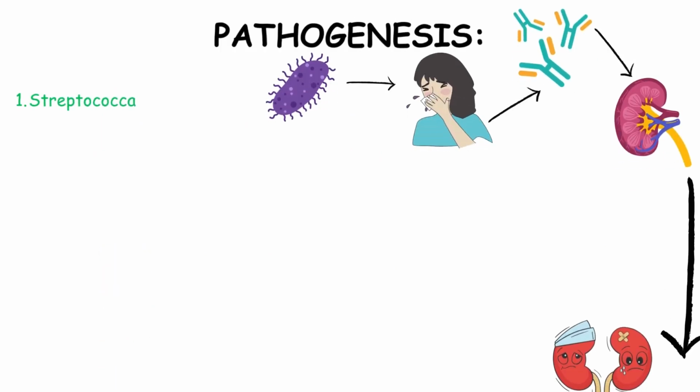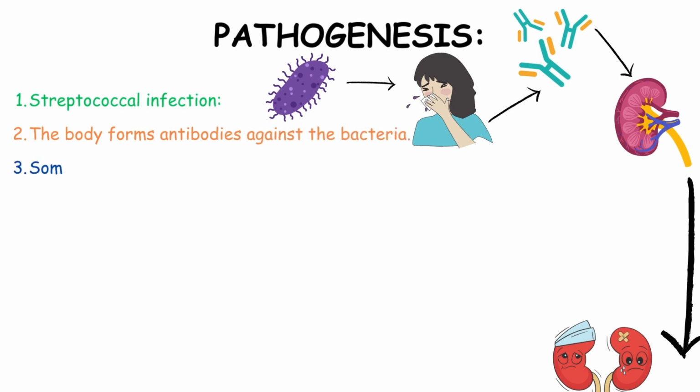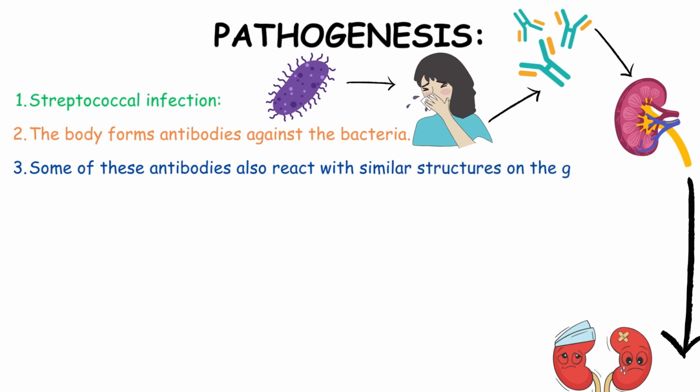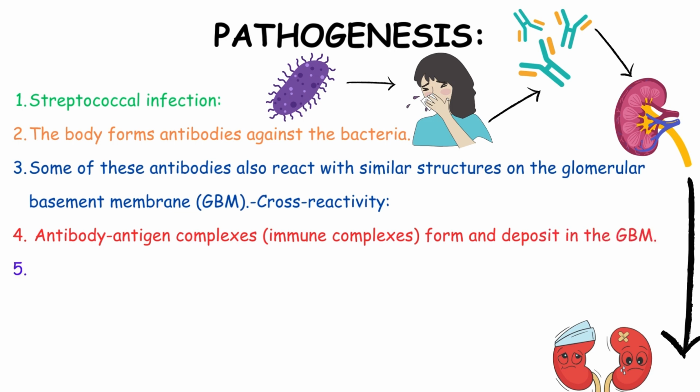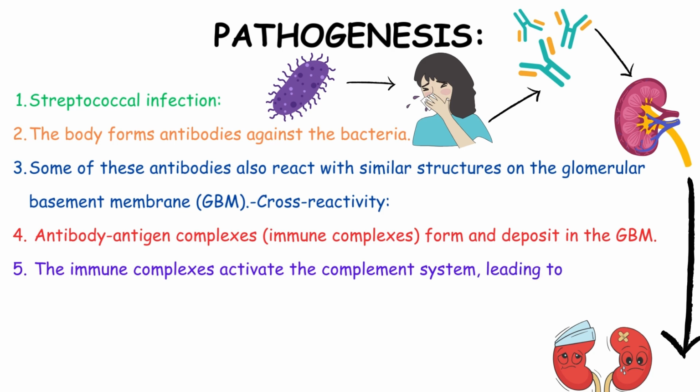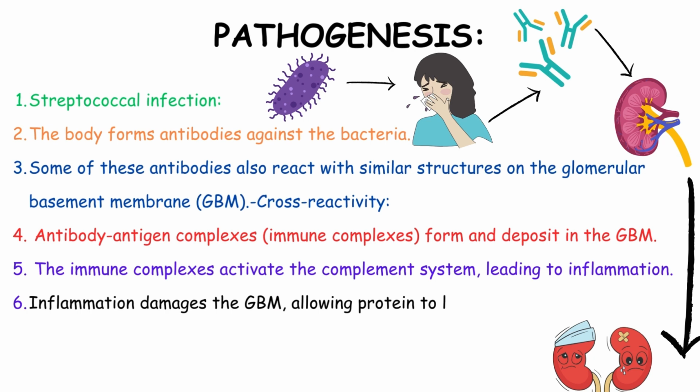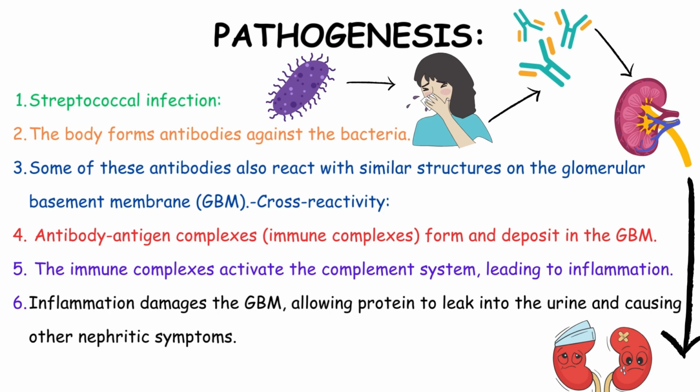Pathogenesis. In streptococcal infection, the body forms antibodies against the bacteria. Some of these antibodies also react with similar structures on the glomerular basement membrane, and some antibodies bind to the antigen and make immune complexes which deposit in the glomerular basement membrane. These immune complexes activate the complement system, leading to inflammation. This inflammation damages the glomerular membrane, allowing protein to leak into the urine and causing other nephritic symptoms.